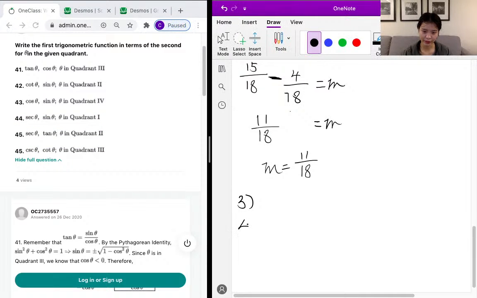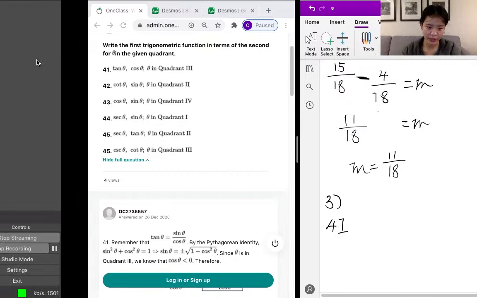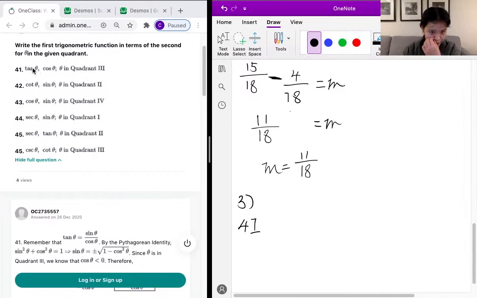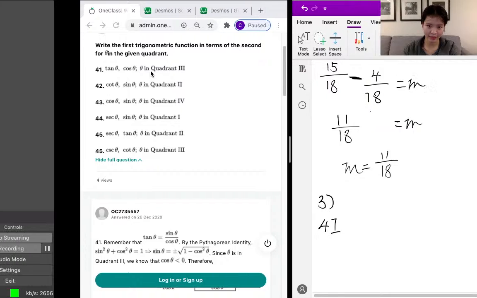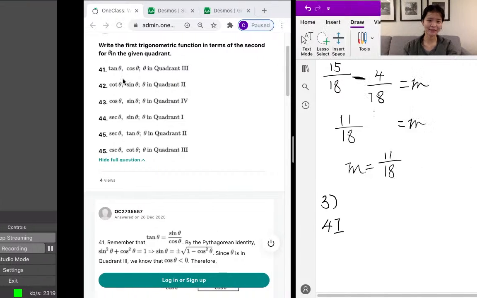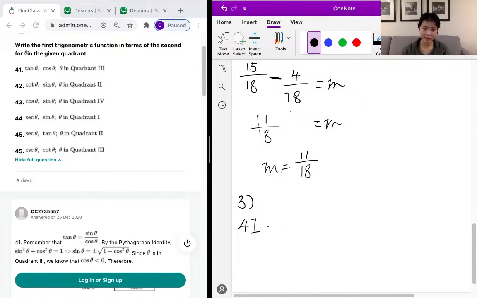So let's do 41. It's asking us to write the first trigonometric function in terms of the second for theta in the given quadrant. So we're writing the first function in terms of the second function for the angle in the given quadrant. Okay, I see. So for question number 41 here, we're writing tan of theta in terms of cosine of theta for theta in quadrant 3.